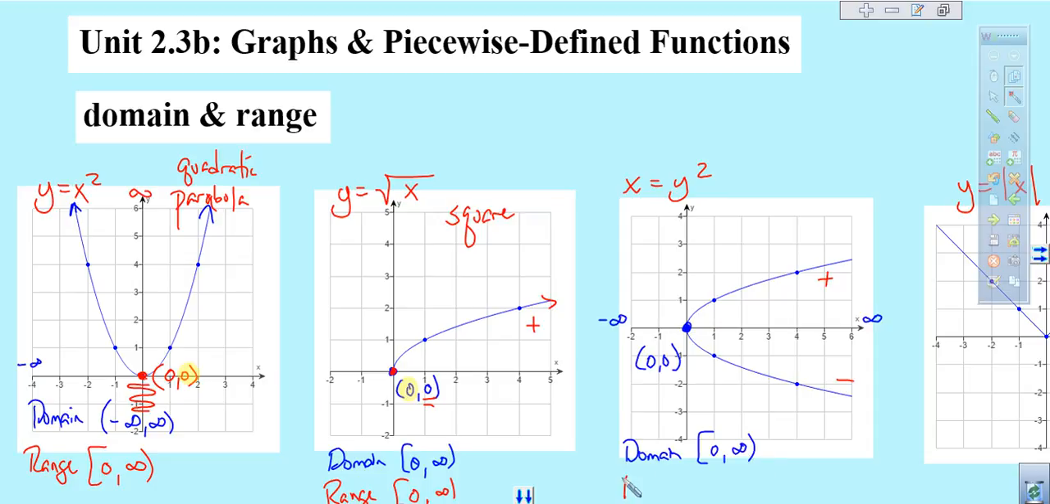My range, well, remember, range goes from top to bottom. So this guy means that he's going to come down forever and ever and ever. This guy's going to go up forever and ever and ever. Even though they're going out quicker, they're actually going up and down also. So my range for this guy will be negative infinity to positive infinity.